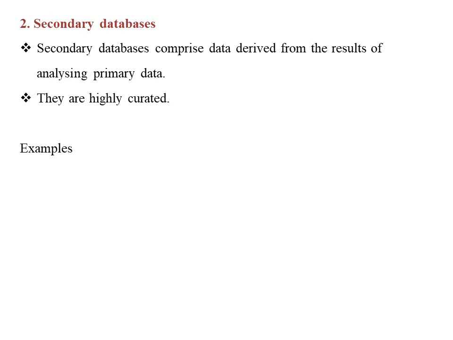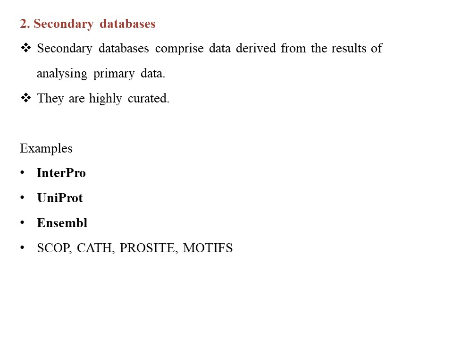Some examples of these secondary databases are InterPro, which has information regarding protein families, motifs, and domains, and UniProt, which has the sequence and functional information of proteins. And Ensembl has databases related to the variations, function, and regulation over whole genome sequences, and SCOP, CATH, PROSITE, motifs.